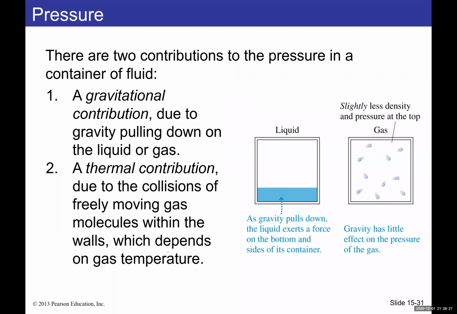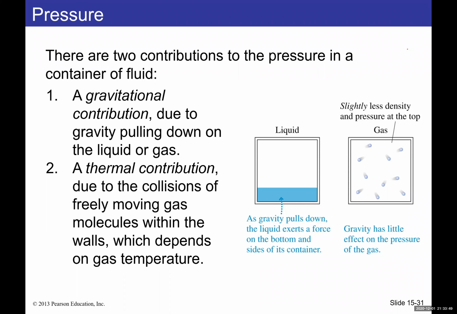All right, so now there are two contributions to the pressure in a container of fluid, for example. One is a gravitational contribution due to the gravity pulling down on the liquid or gas, right? So if you have a container with liquid, gravity pulls it down. And also, if you're a gas in a container, again, gravity is acting on it. There's also a thermal contribution due to the collisions of the freely moving gas molecules with the walls, which depends on gas temperature. So in a way, we have to take both of those into consideration, right?